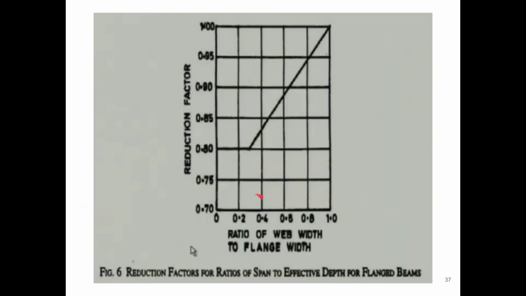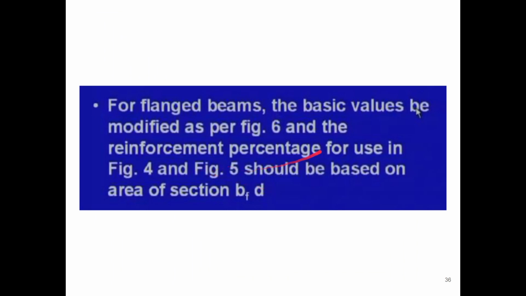Okay, so for the flanged beam, the basic values are modified as per figure 6, and the reinforcement percentage for figure 4 and figure 5 should be based on the area of section b_f d. So you have to consider modification factors calculated based on b_f, like Ast by b_f d, Asc by b_f d into 100. For figure 4 or figure 5, you multiply the modification factor, and you also have to multiply the reduction factor.